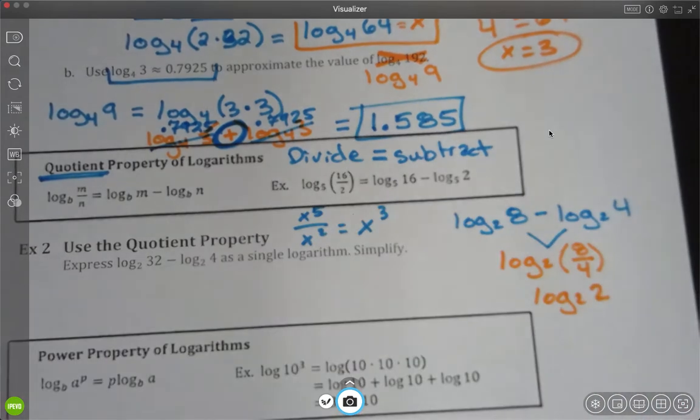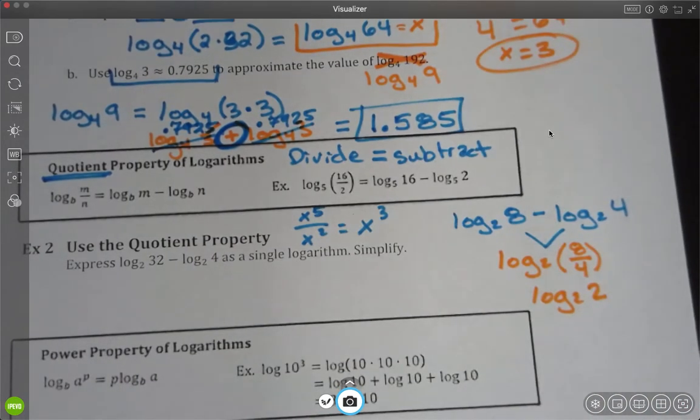Does that make sense? Minus means divide. Take a look at it. Minus means divide. As soon as you learn these rules and you understand them, you're like, oh, that's not too bad. Oh, that's pretty easy.